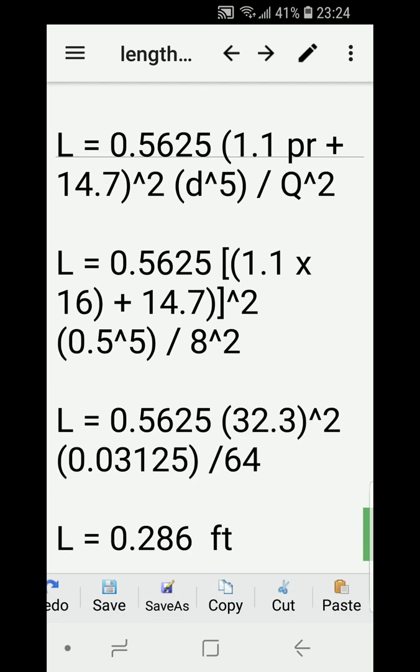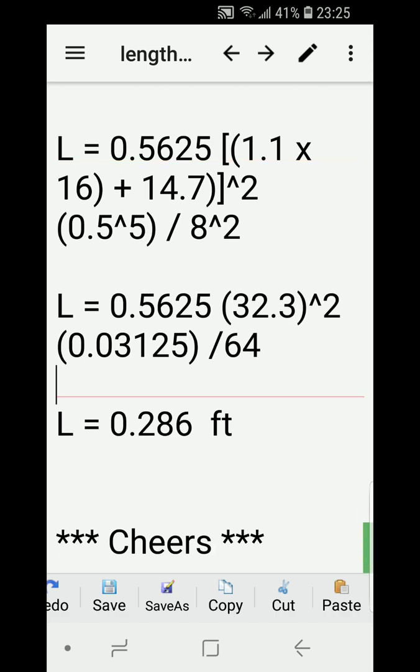So we simplify and we punch the numbers into our calculator and we've got 0.86 feet. That is the final answer.